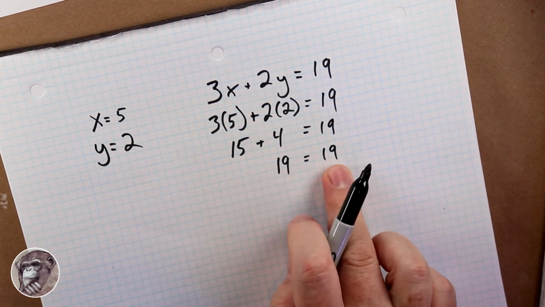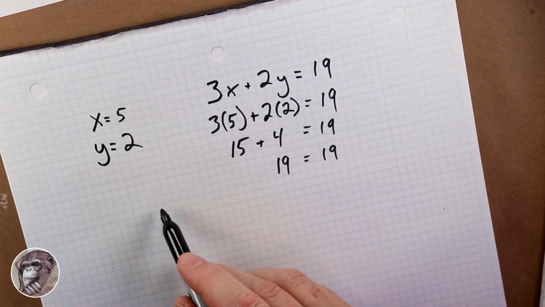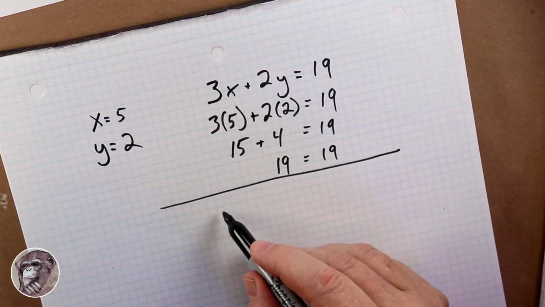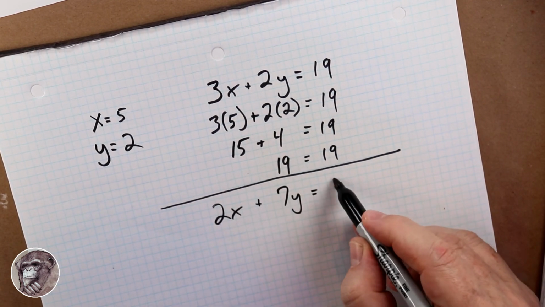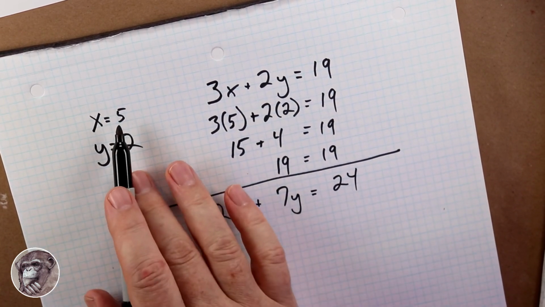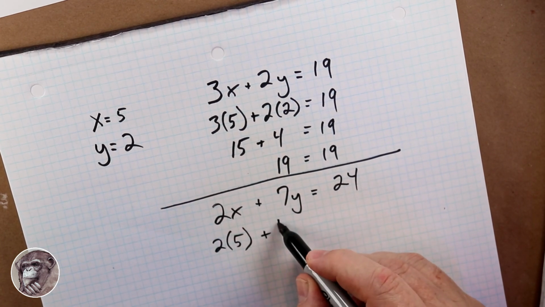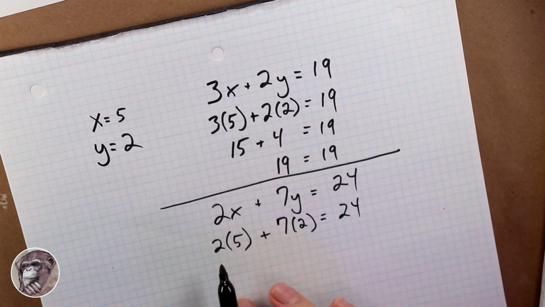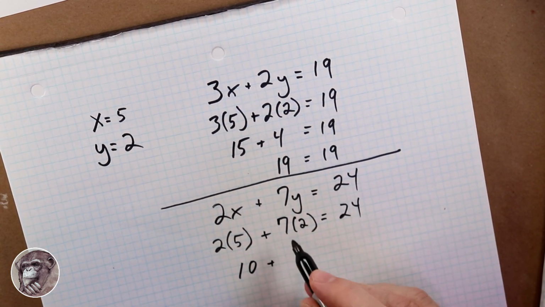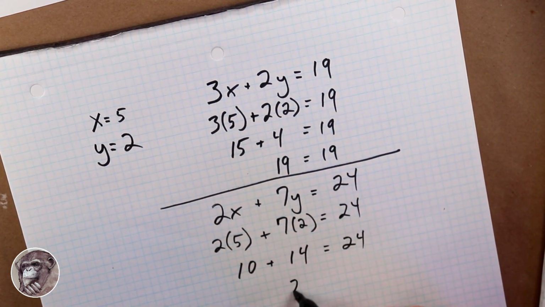Now, I always recommend, if you have time, to plug it into the second equation to see if it works as well. So let's do that. I'm going to draw a line to separate them. So we have 2x plus 7y equals 24. So we determined that x equals 5. So we have 2 times 5 plus 7 times 2, because y equals 2, equals 24. 2 times 5 is 10. 7 times 2 is 14. And 10 plus 14 is 24. And 24 does equal 24.